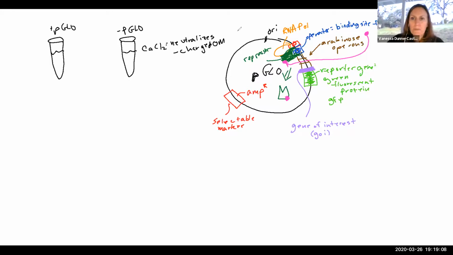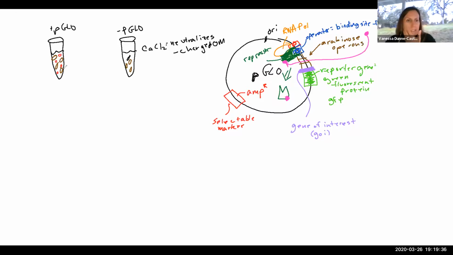For both of these tubes in the protocol, E. coli is added. Sorry, I'm trying to get these color coded here. E. coli is added to both of these tubes, positive and negative. After the addition of E. coli, the pGLO plasmid is added only to the positive tube and not to the negative, right?